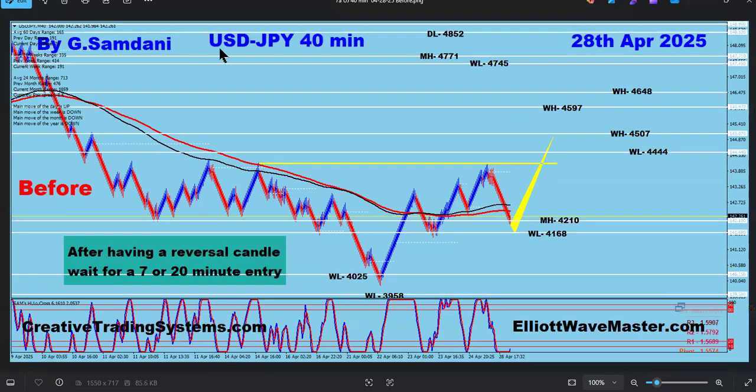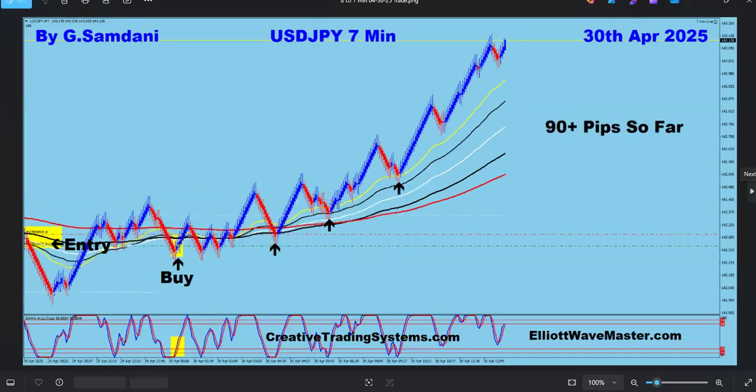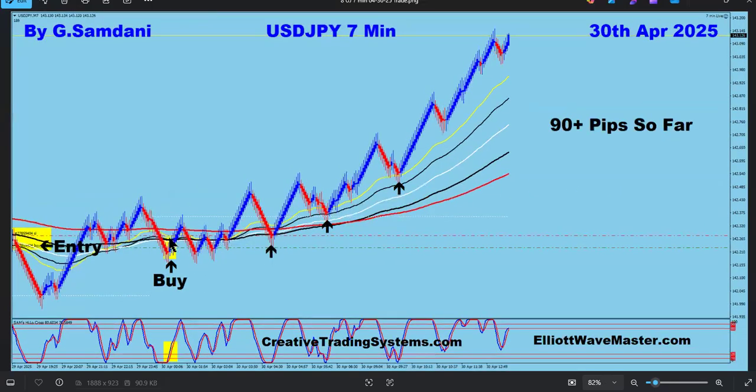Okay, now this one. Remember that earlier I showed you that USD Yen was supposed to drop to 41.68. It did, right? And from here, I made the chart that now it's going to make the turn and then go to the 45.07 area, or maybe 45.97. So this one all the way went up there, and my trade was on the back of this chart. See, right there is the entry, and this was the entry.